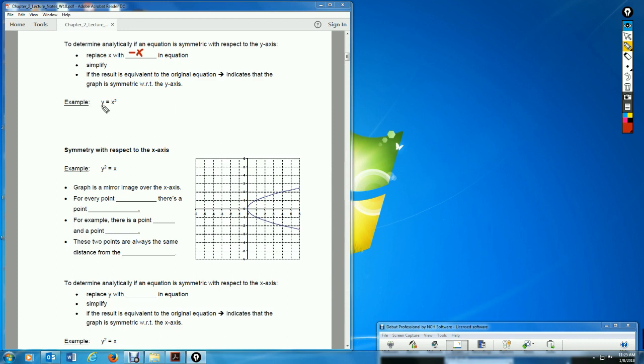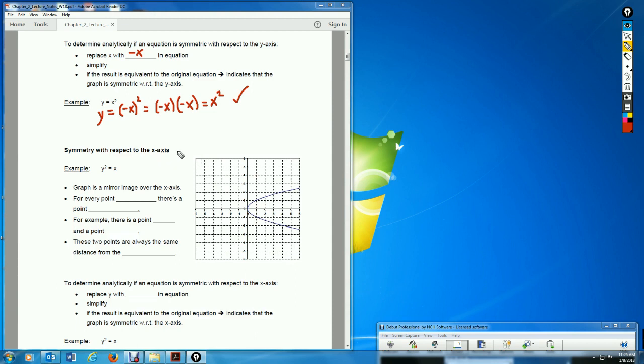So doing that here, here's the original equation. If I substitute the x with a negative x, in other words, I want to do quantity negative x squared. Remember that means negative x times negative x, and of course the negative times the negative turns it back into a positive, so this ends up just being x squared. And yes, that is the same as what we started with. So therefore, we can conclude, yes, it is symmetric with respect to the y-axis.